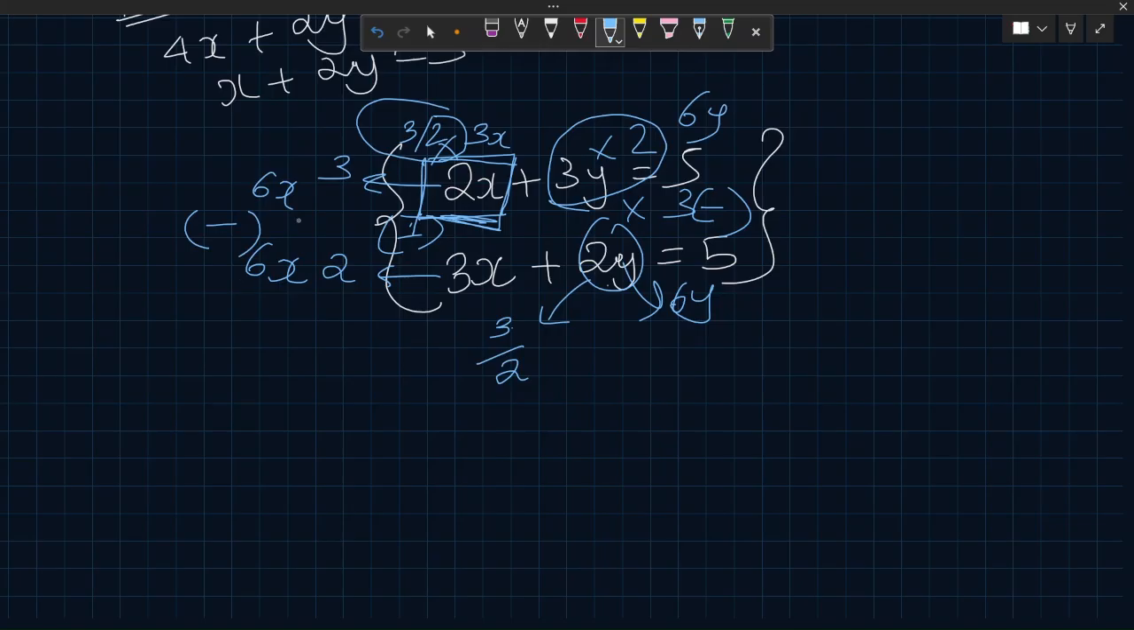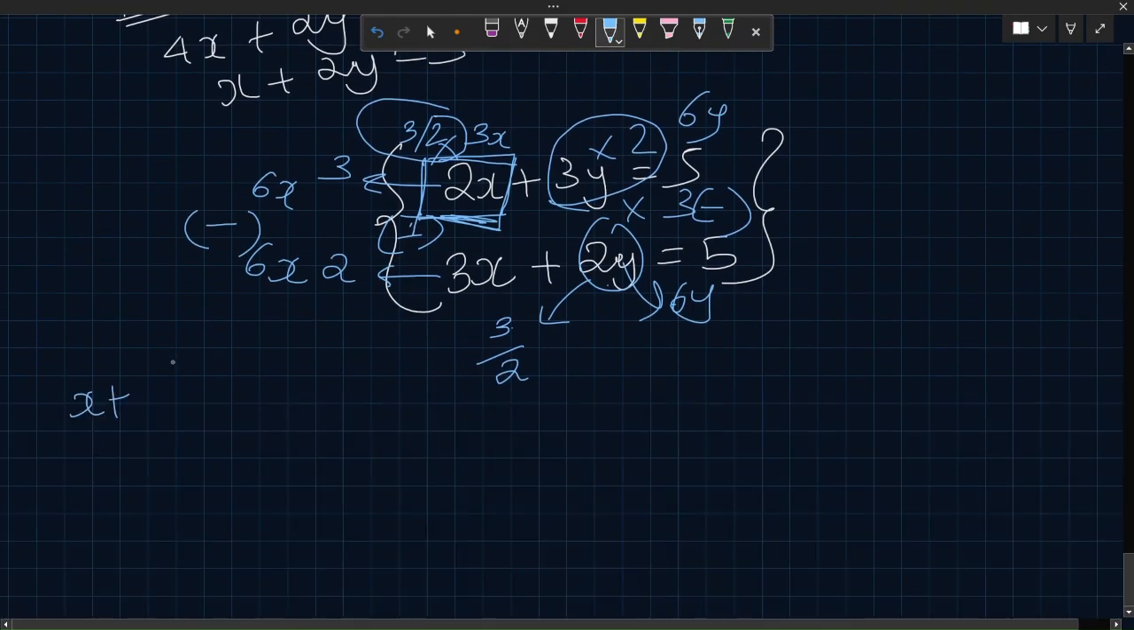Okay. Or there is one more way of solving. Let me take the first example again. x plus 2y was 3, and I had 2x plus y was 4. Okay, this was my original example.